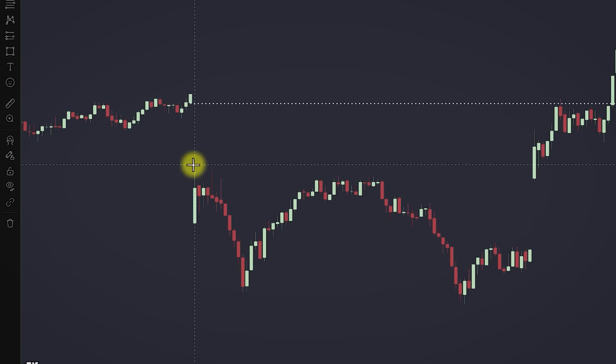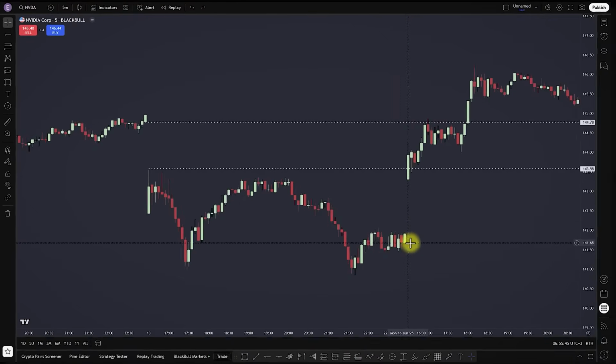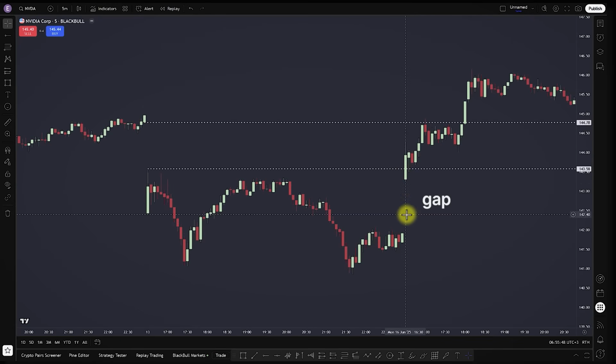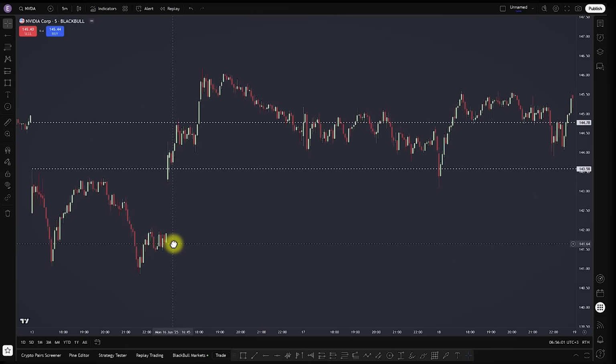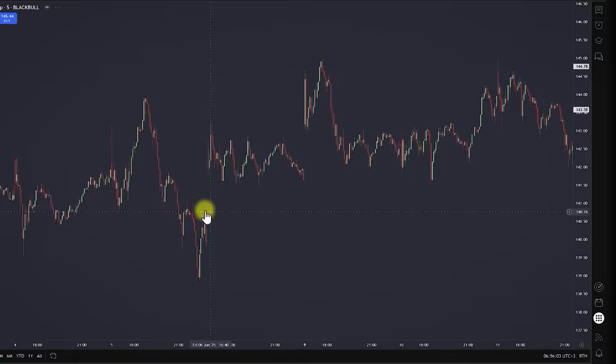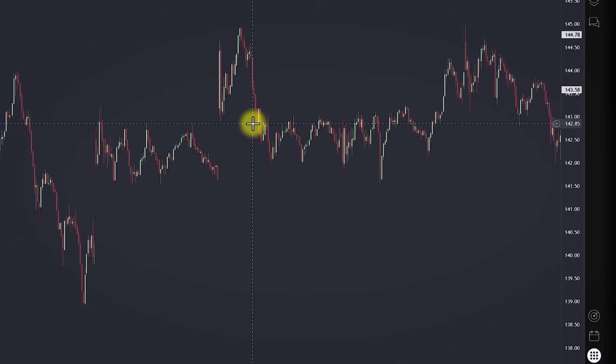The concept seems almost too simple. When today opens way above yesterday's high, that's a gap up. When today opens below yesterday's low, that's a gap down. And the market loves filling that empty space on the chart. Some say 70% of gaps fill eventually. This is a classic scalping and day trading method.